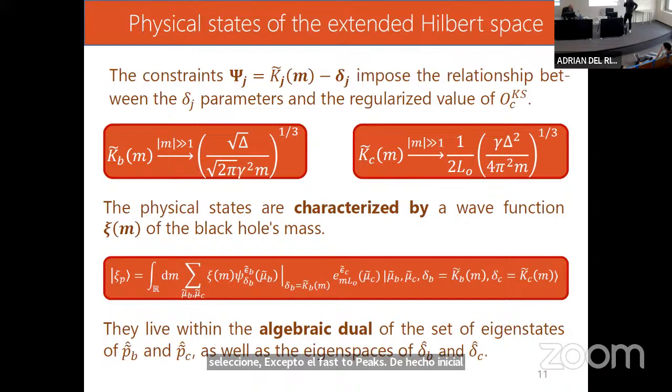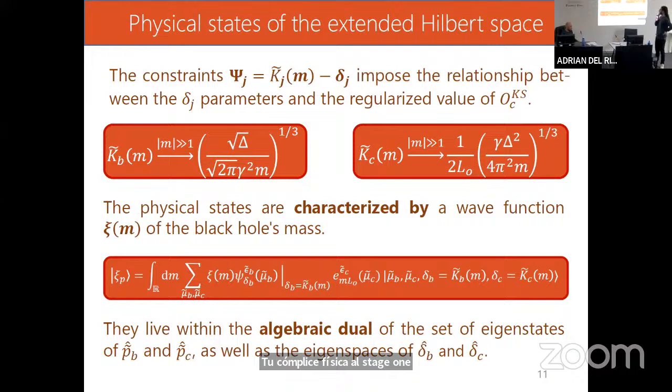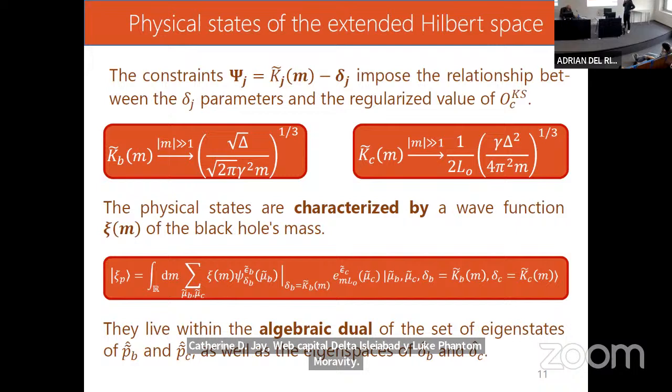To complete the physical states, I need to present the constraints that relate the normalization parameter with the prescription proposed by AOS. So the only restriction that AOS imposed is that when the mass of the black hole is large, this function k tilde j must behave as the following, where capital delta is the area gap in loop quantum gravity, and with that, the physical states can be computed.